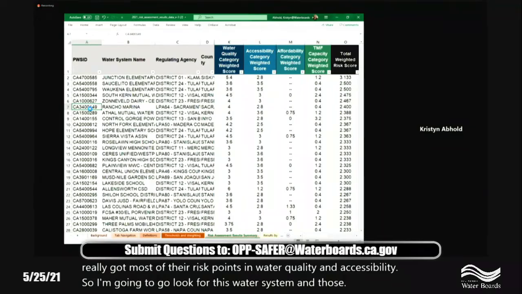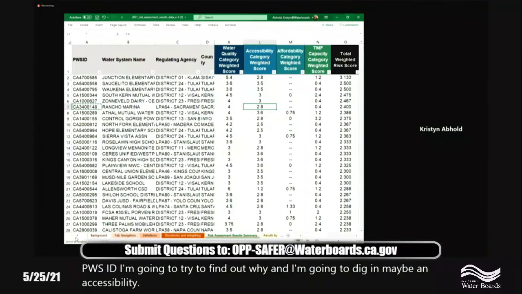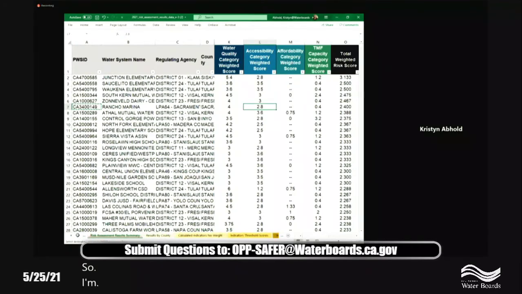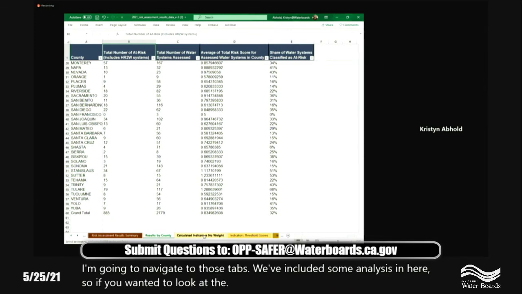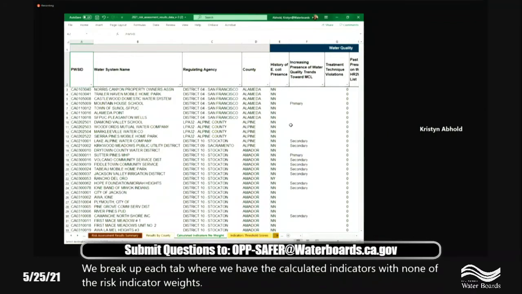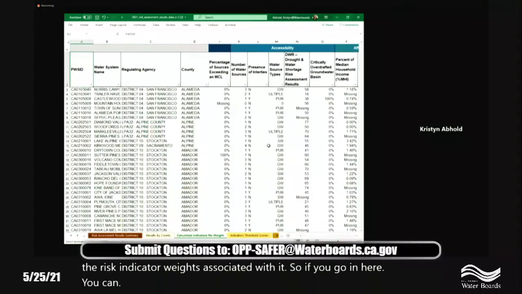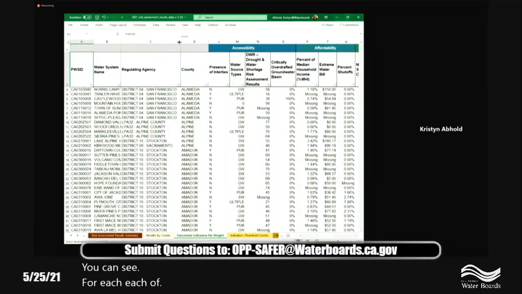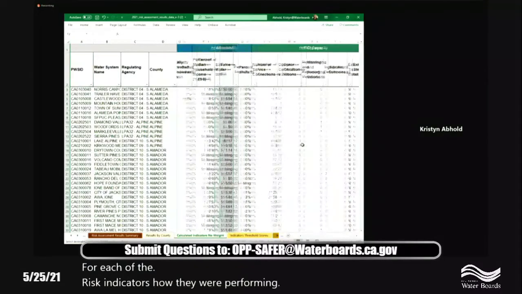I'm going to copy this PWS ID. I'm going to go try to find out why, and I'm going to dig in maybe in accessibility. So I'm going to navigate to those tabs. We've included some analysis in here. So if you wanted to look at the county stuff, we break up each tab where we have the calculated indicators with none of the risk indicator weights associated with it. So if you go in here, you can see for each of the risk indicators how they were performing, right?